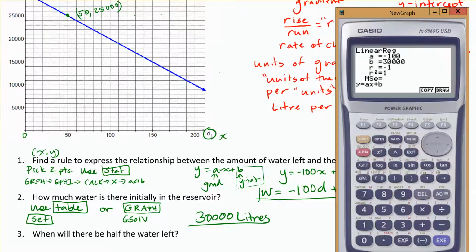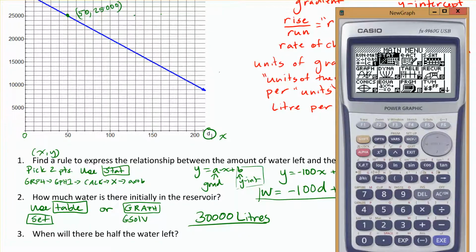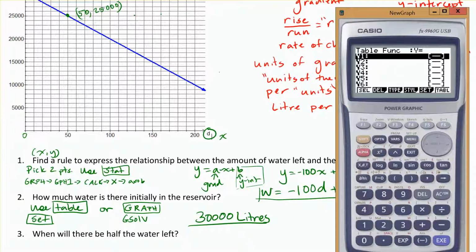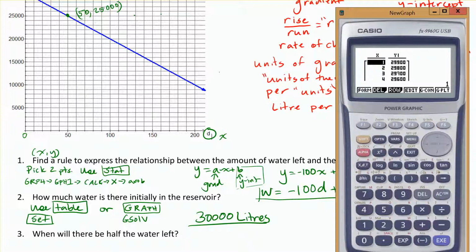If I wanted to show that using table, just to do that quickly, I would go back to table on your calculator, enter in my rule, and again, I only need to put in the stuff after the equal sign, so I'm going to say negative 100. Instead of d, I will use the little button under the red one there, that x button that I always want to use for my variable, plus 30,000. Hit table, and you can see that it's going to be hard for me to read here, because it only goes from 1 to 5.